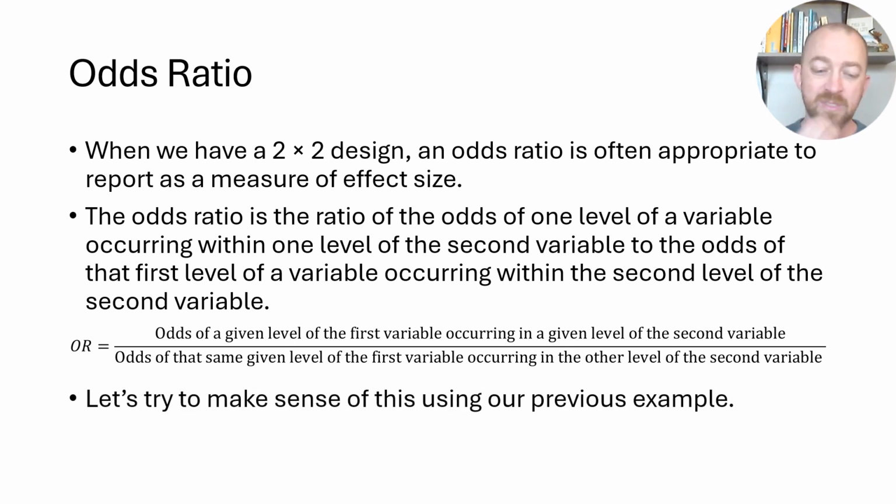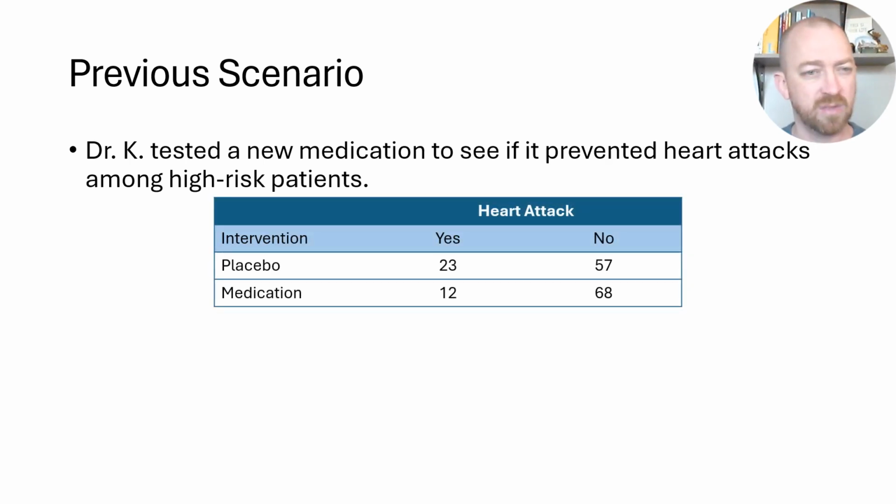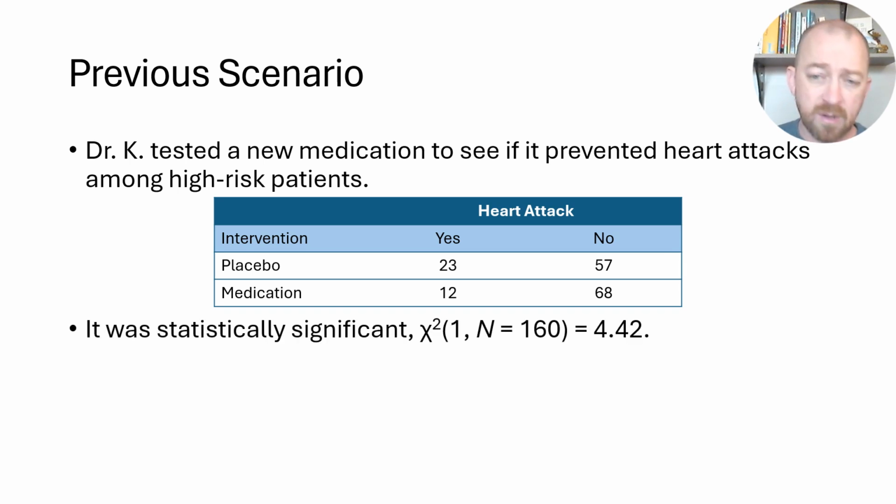Let's use that example that we used with the medication and the placebo and heart attacks from the previous video, and we'll walk you through how to do this. Okay, if you don't remember this, what we did is we had somebody named Dr. K. They were testing out this new medication to see if it prevented heart attacks among high-risk patients compared to a placebo. And so this is how the data looked in that previous example. There were 160 people, of course, and each of them fell into one of these four cells. And this is a 2x2 design, obviously. Okay, so once again, you recall that this was statistically significant. We're going to need this information for later.